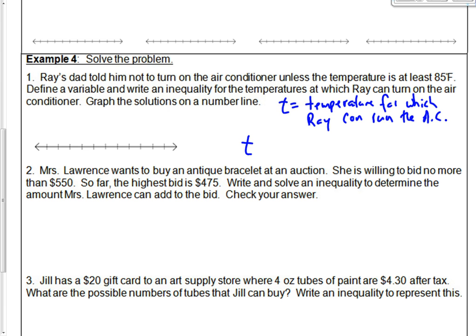Okay, so it needs to be at least 85 degrees. Well, think about what at least means. At least 85 can be 85 or more, so the temperature can be greater than or equal to 85 degrees. Okay, that's how you set it up. Very similarly for the other ones. Just use that logic, you should be fine.